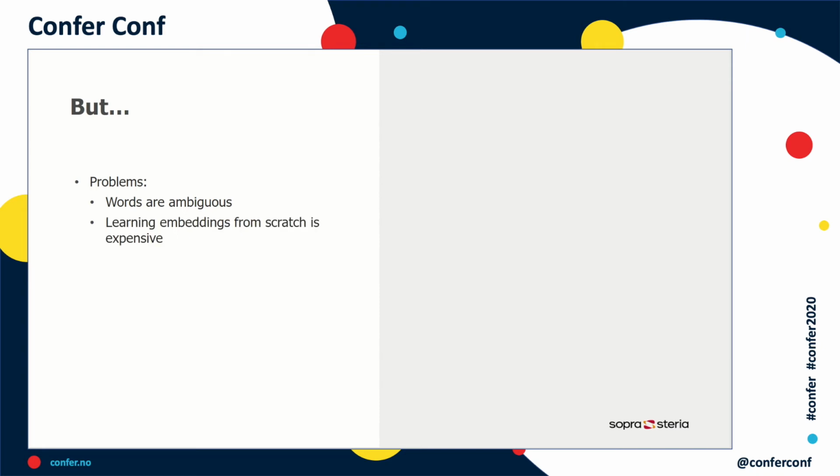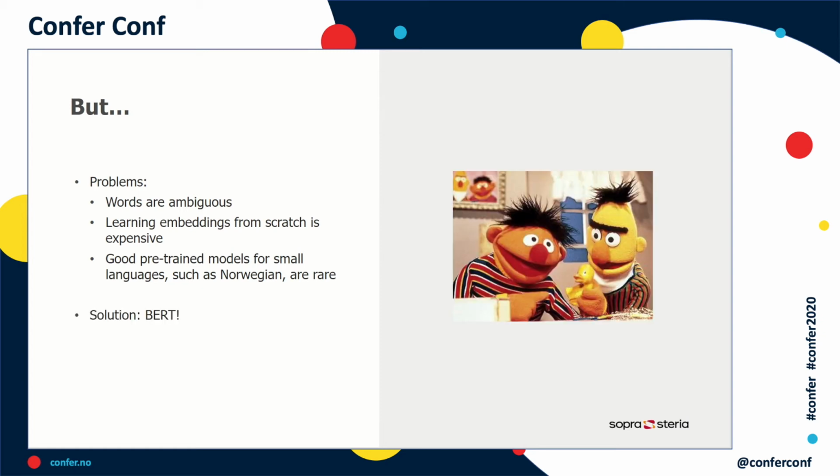And in addition to this, learning embeddings from scratch is expensive. You need large amounts of data, time, and computing resources. And so it is useful to use pre-trained models where someone has done this already, done the work for you. However, good pre-trained models, in particular for small languages, such as Norwegian, are really hard to come by. There have been some developments in recent years, but with traditional methods and before now, there have been just a few quite bad models available, to my knowledge. But we now have a solution to all this, and the solution is BERT.